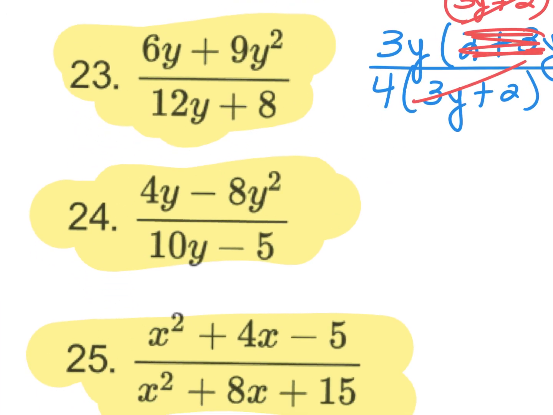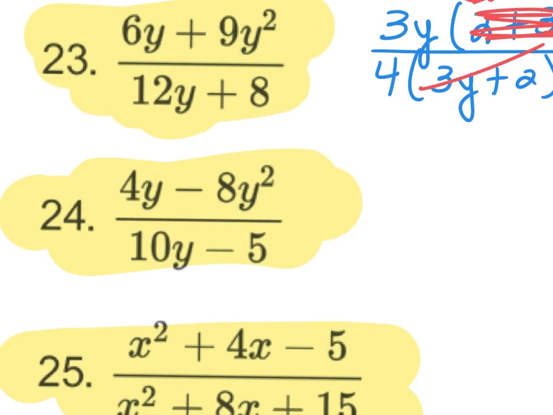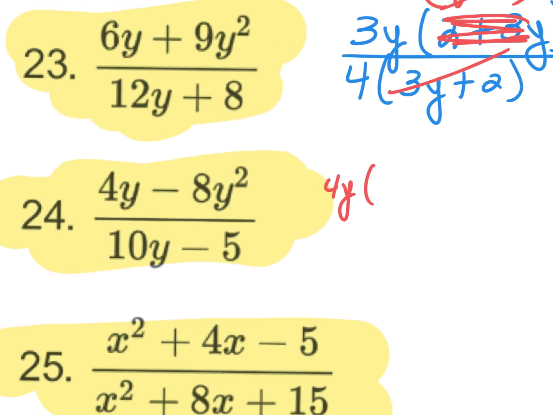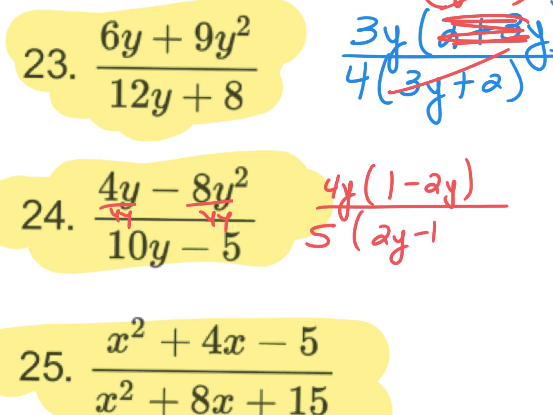So let's look at number 24. Look at 24. What can I take out? A 4y. Okay. When I take out 4y, what am I left with? Write it underneath so you can see it. I'm going to take out a 4y. What's 4y divided by 4y? 1. Okay. Minus 2y. Okay. And then on the bottom, what can I take out? A 5. And I'm left with 2y minus 1.